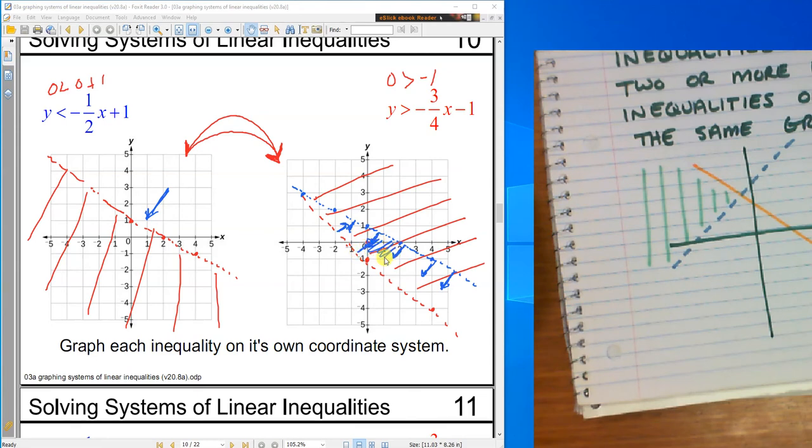So this is the region in between the two lines. This is where it all works. These are the points that work in both inequalities. This is the solution.